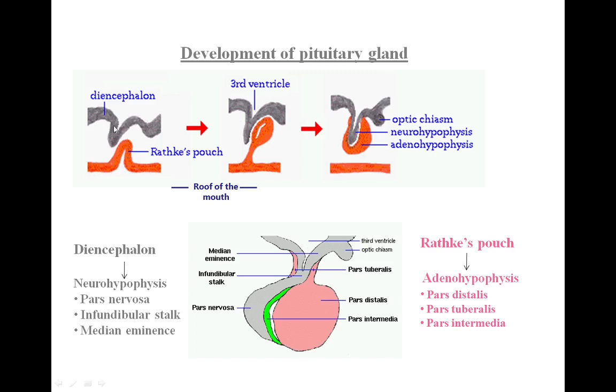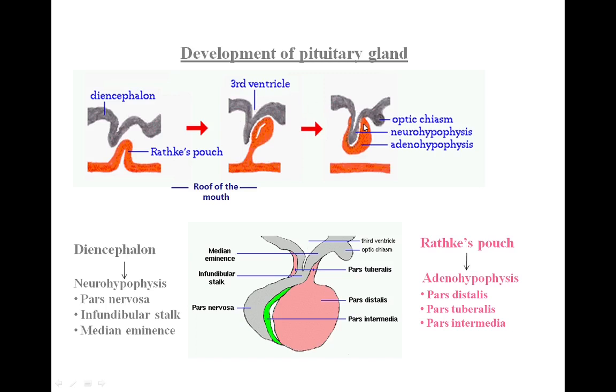Now these two evaginations of the ectoderm, one from the neuroectoderm, another from the mouth ectoderm, roof of the mouth, they will come close to each other and fuse with each other to form the pituitary. And later on, this part which is attached to the roof of the mouth will be separated. But the part which is attached to the diencephalon will not be separated.